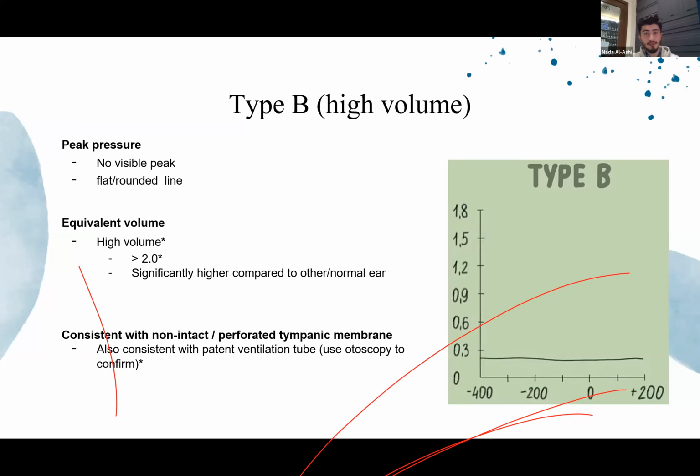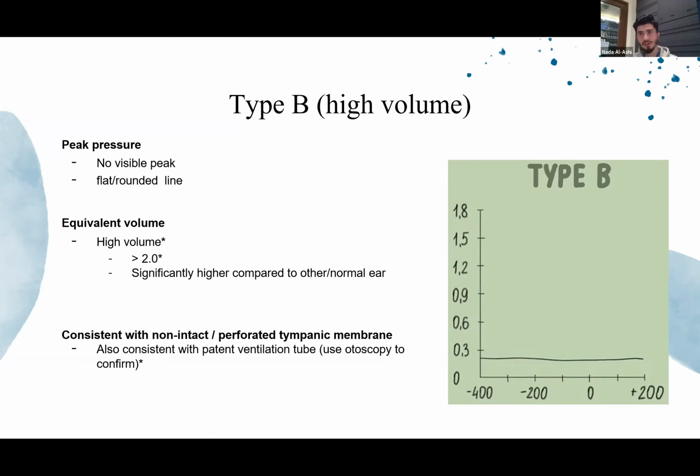So the next subtype we have is a type B high volume. So again, in terms of peak pressure, no visible peak. It's just flat or a rounded line. You don't get your nice sharp mountain. In terms of equivalent volume, it will be a high volume. So this can be a volume of greater than 2.0, or it can be a volume significantly higher compared to the other ear or the normal ear. Now, this is consistent with a non-intact or a perforated tympanic membrane. And it can also be consistent with a patent ventilation tube.